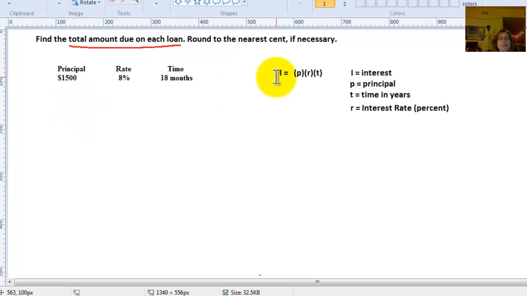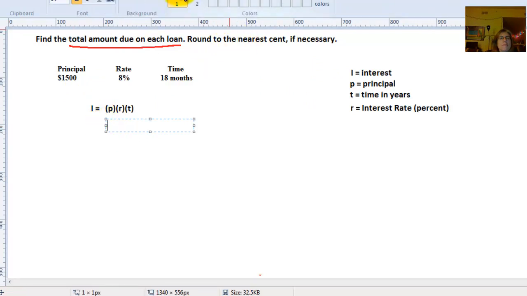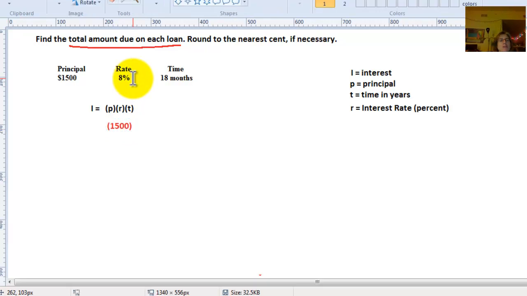Alright, so we have interest equals principal times rate times the time. And we're going to take our numbers and plug them into the equation. So our principal is $1,500, and then our rate is given in a percentage. Well, we can't leave it that way. We cannot multiply a percent. We have to change percents to decimals. And this can be very tricky.